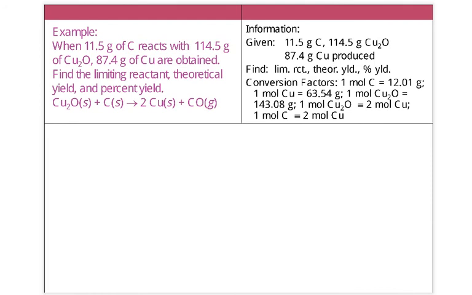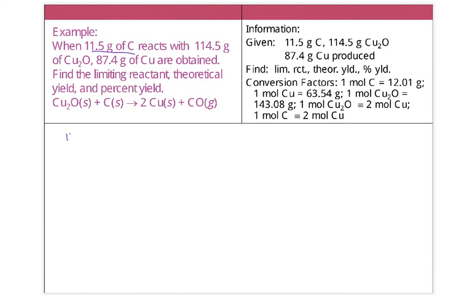So when 11.5 grams of carbon react with 114.5 grams of copper oxide, we get 87.4 grams of copper. Find the limiting reactant, theoretical yield and percent yield, and we're given the balanced chemical equation. All right. The first thing that we want to do is convert our grams of reactant to moles. So let's do the first one, carbon.